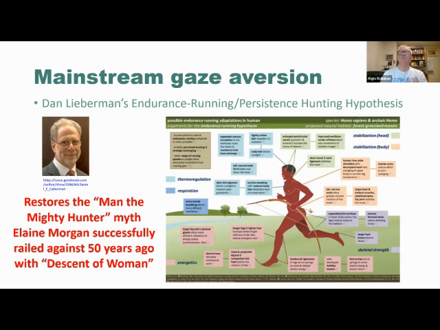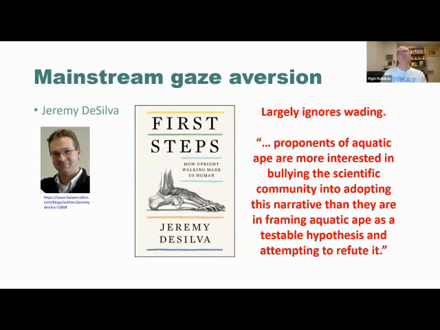horrible, because this was the thing that Elaine Morgan so successfully railed against in her book, Descent of Woman, 50 years ago. And here we are, back to square one. Man the mighty hunter, again. It's just incredible how that's become the mainstream thing.